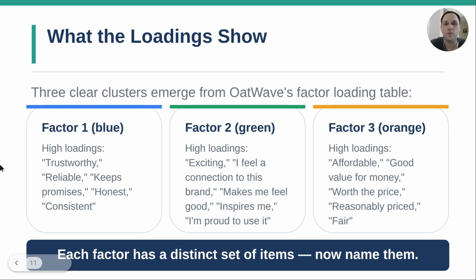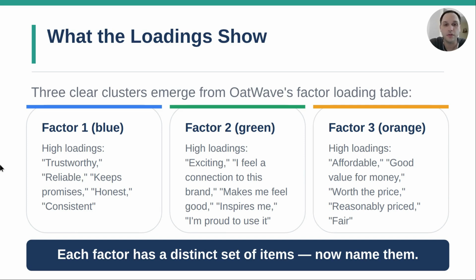Let's look at what OatWave's factor loading table actually shows. The 15 items organize into 3 clear groups. The first cluster, loading high on factor 1, includes trustworthy, reliable, keeps promises, honest, and consistent. The second cluster, loading high on factor 2, includes exciting, I feel a connection to this brand, makes me feel good, inspires me, and I'm proud to use it.